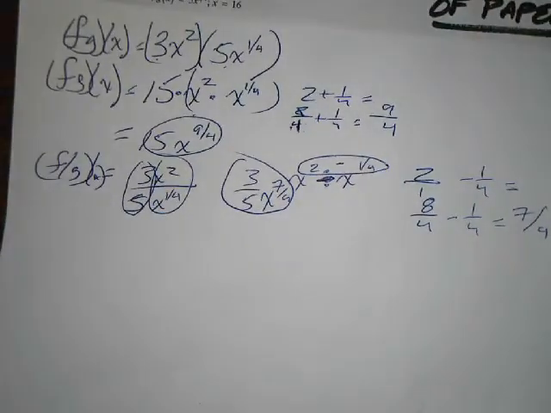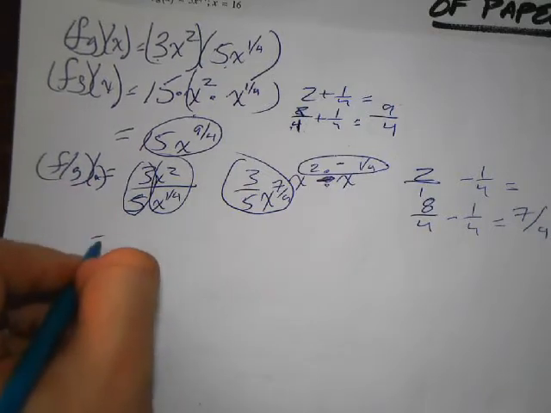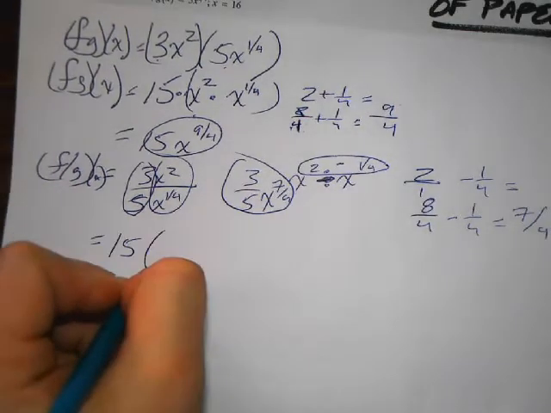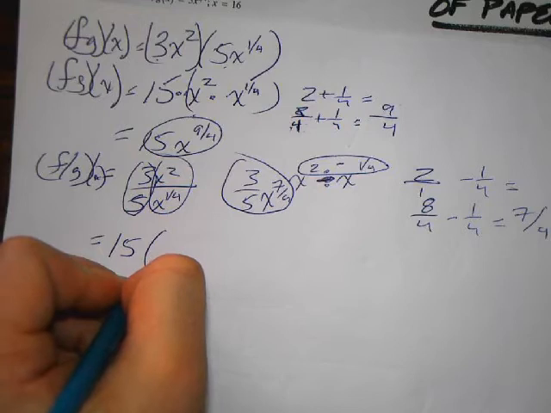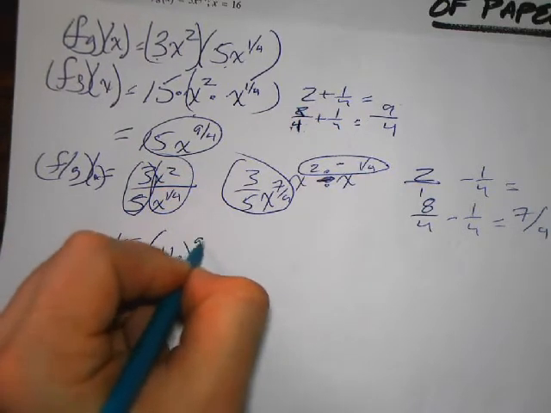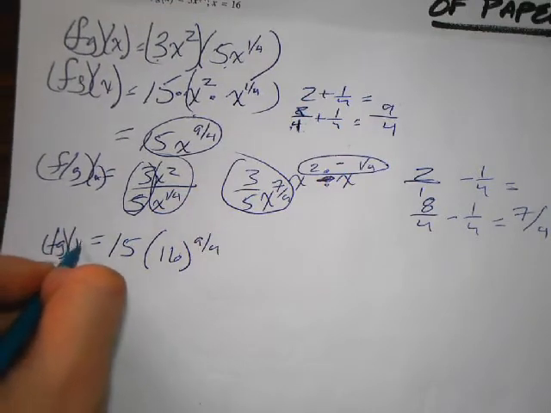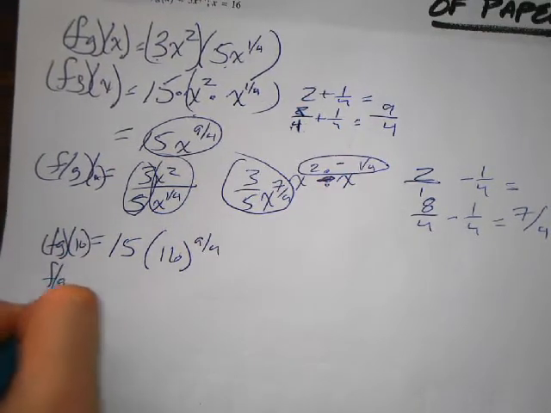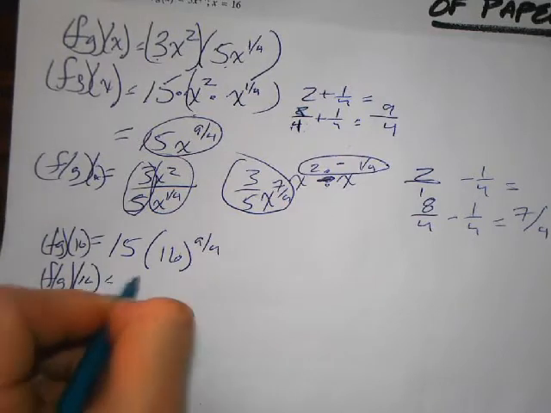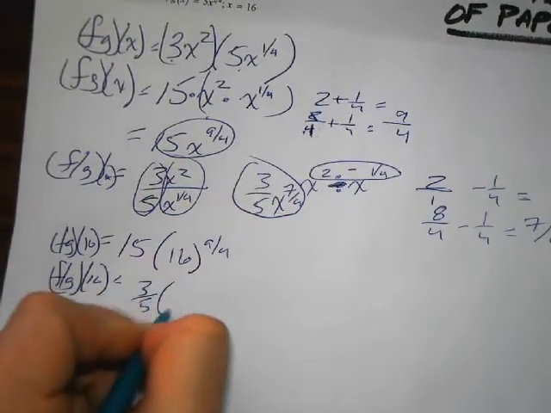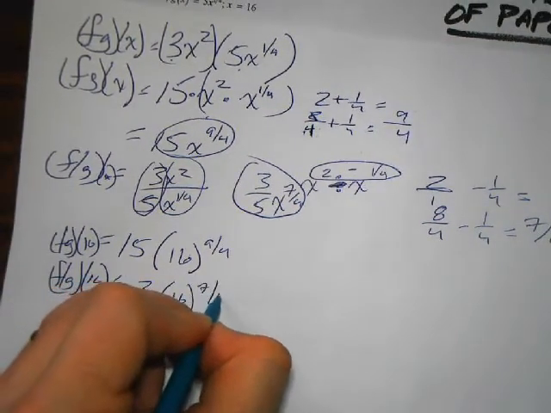When we go to substitute in our work, they want us to substitute in for g of 16. So equals 15 times 16 to the 9 over 4. And that's going to be f times g at 16. And f divided by g at 16 is going to be 3 over 5 times 16 to the 7/4 power.